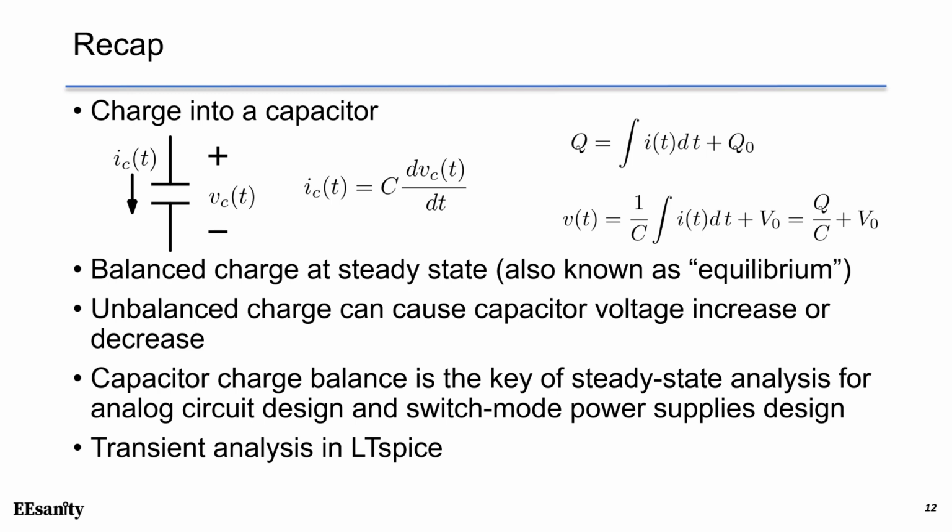Recap. In this lecture, we talked about the charge into the capacitor. We understand that the charge equals the integral of capacitor current over time plus the initial charge. If the capacitor charge is balanced over a switching cycle, the capacitor voltage will return to the initial voltage. However, unbalanced charge over the capacitor can cause the capacitor voltage to increase or decrease. Capacitor charge balance is the key to steady-state analysis for analog circuits and also for switch mode power supply design.